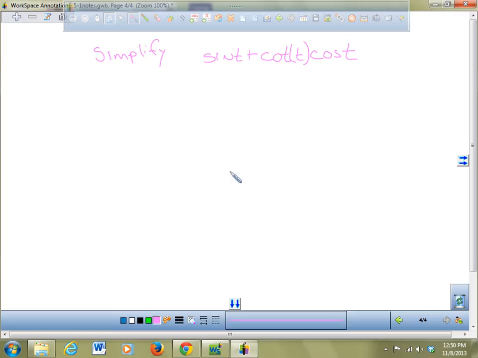Anyone have an idea of how to simplify that? Derek Wright knows. Go ahead. So I would make cotangent of t cosine. Very nice. He's using the quotient identity. A lot of times, if you have things with cotangents mixed in with sines, you want to change everything into sines and cosines. All right. Now what?